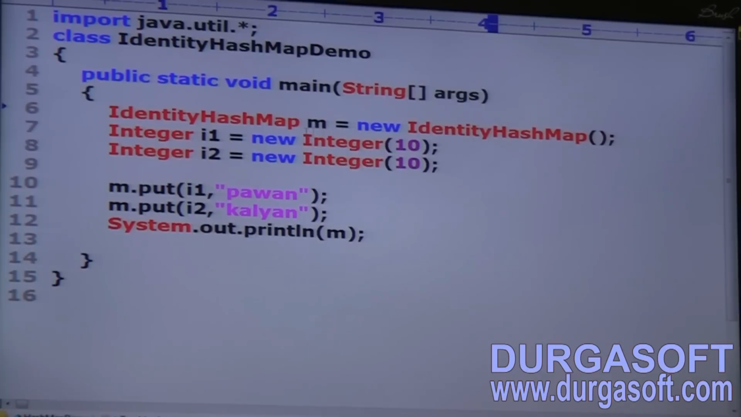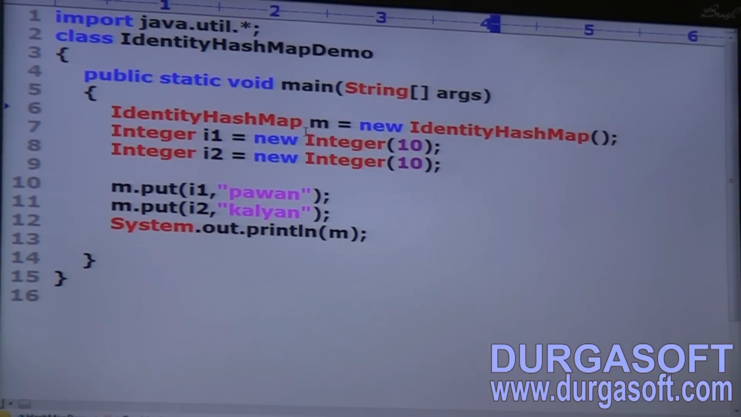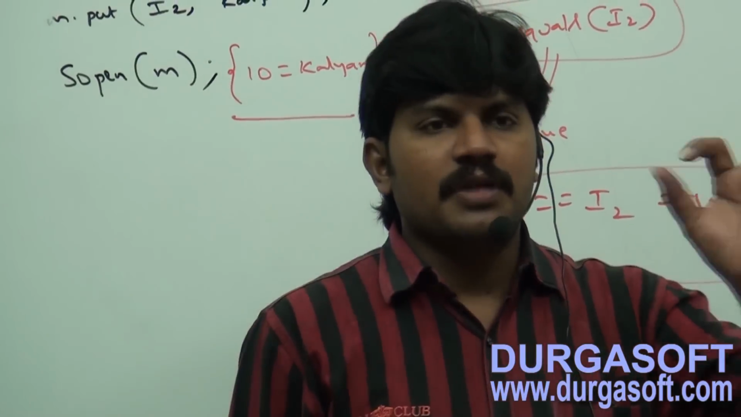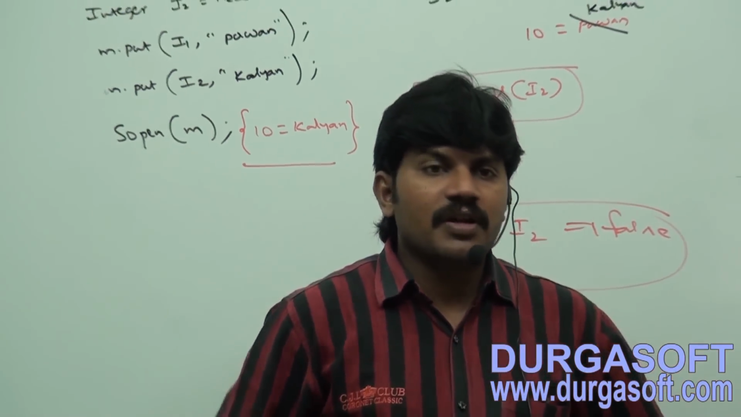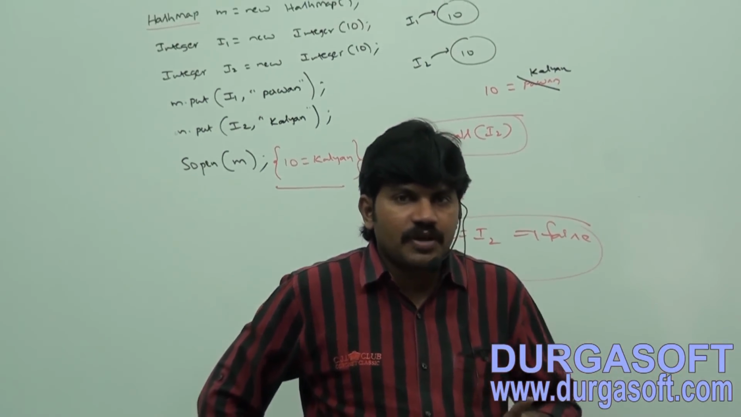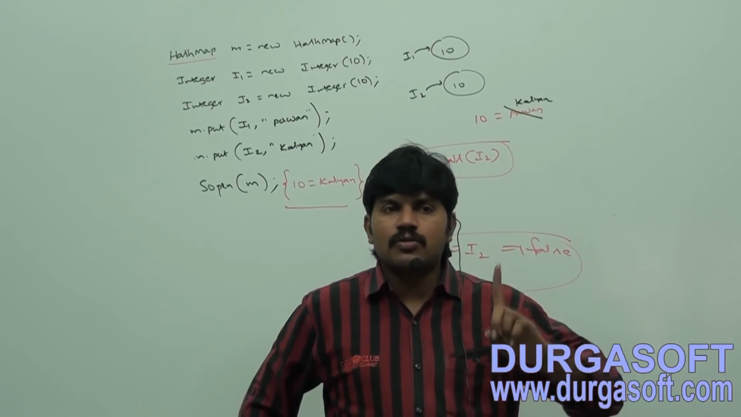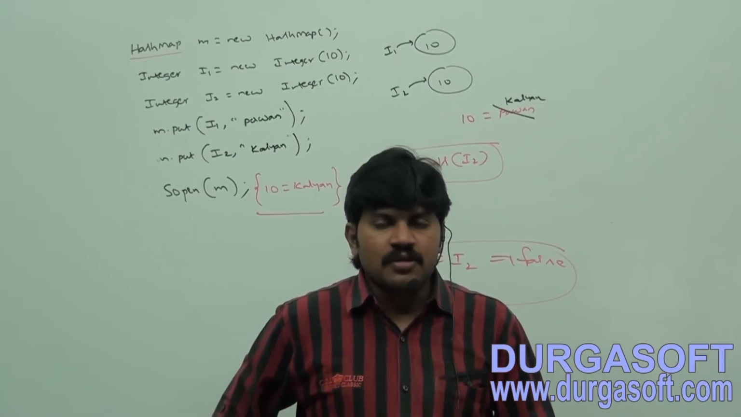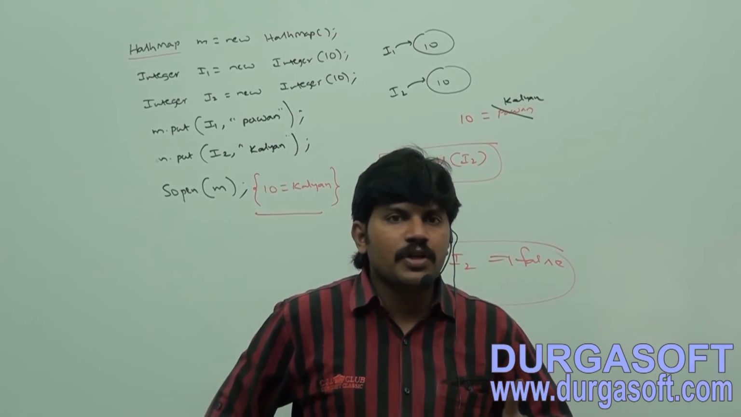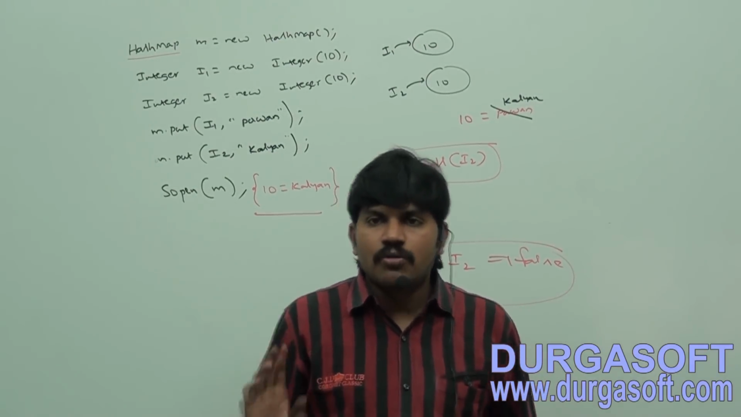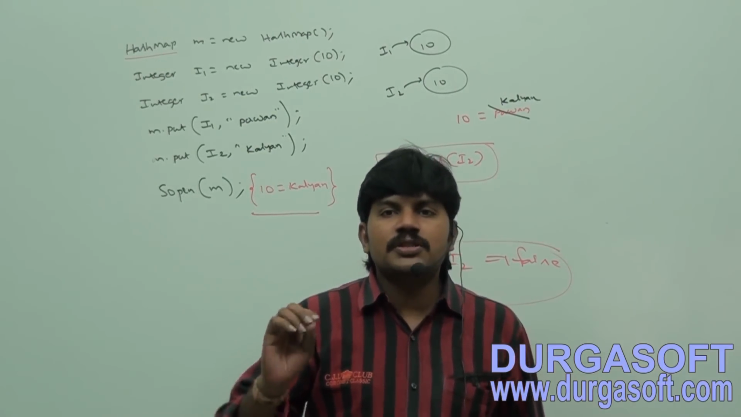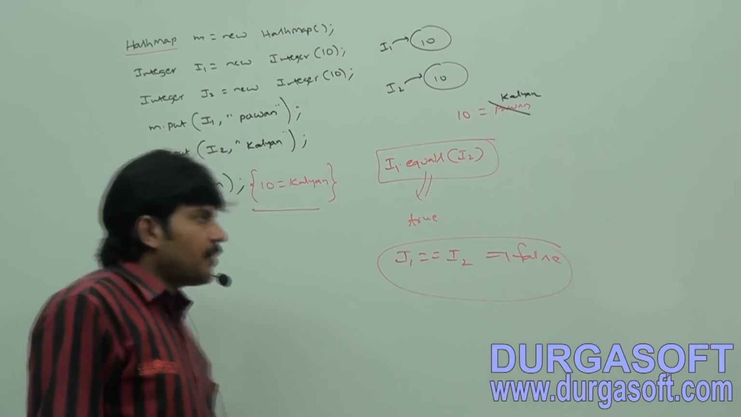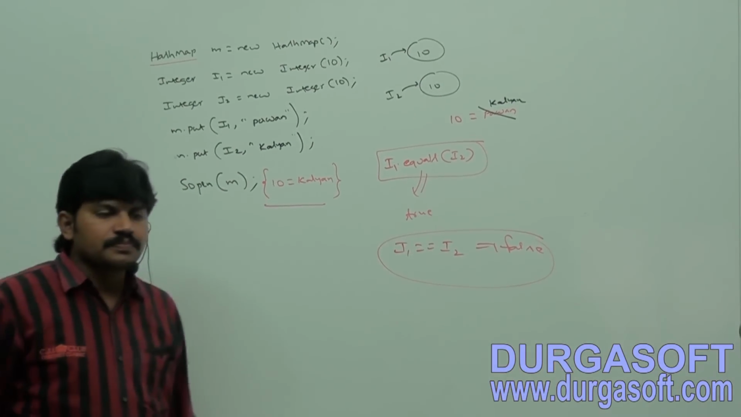Are you able to understand? Except this, there is no other difference between HashMap and IdentityHashMap. Everything is the same except this difference. Can you tell what is the difference? In normal HashMap, JVM will use the equals method to identify duplicate case, which is meant for content comparison. But in IdentityHashMap, JVM will use the double equal operator to identify duplicate case, which is meant for reference comparison.